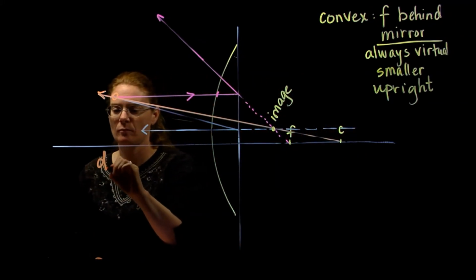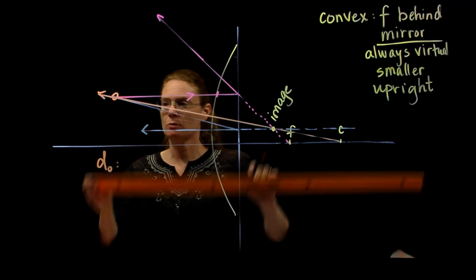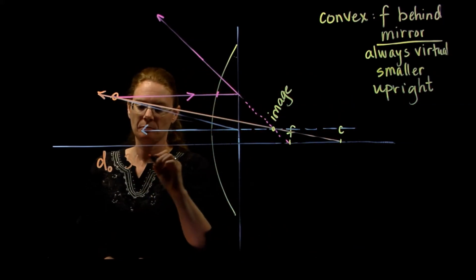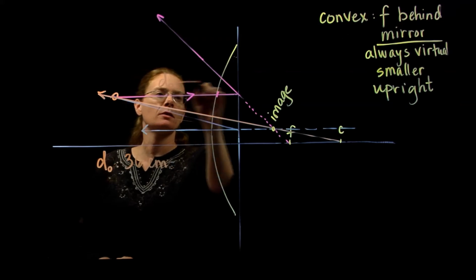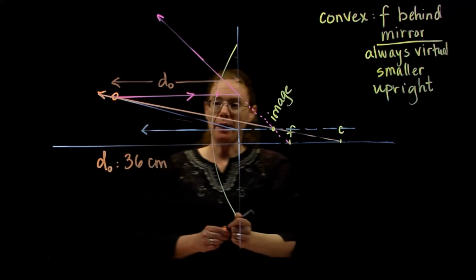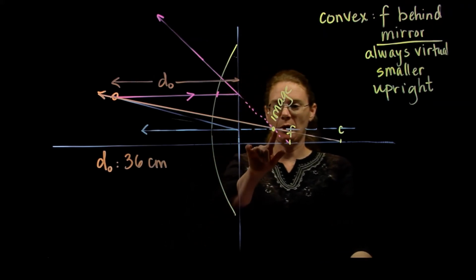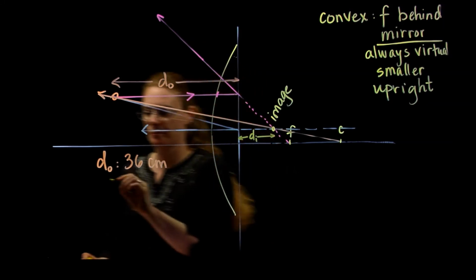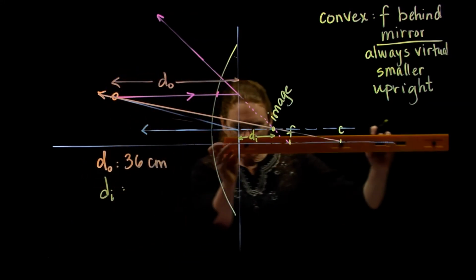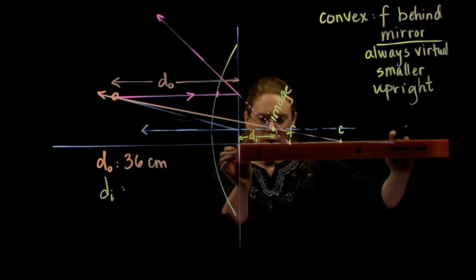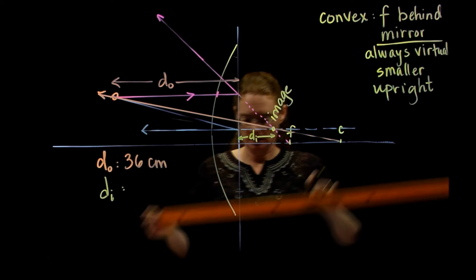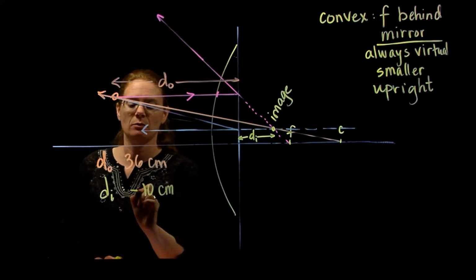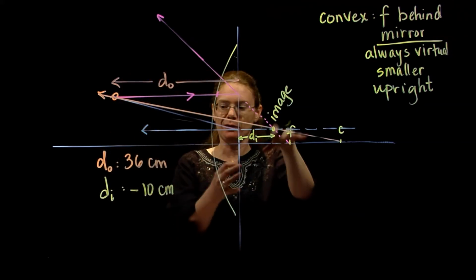DO, object distance, is going to be from here to the mirror, 36 centimeters. And that's this distance right here, DO. My image distance is from the image to the mirror. So DI is from here to here. 10 centimeters, but remember, it's behind the mirror. It doesn't actually exist there. That means we have negative, because it's kind of on the negative side of the mirror.